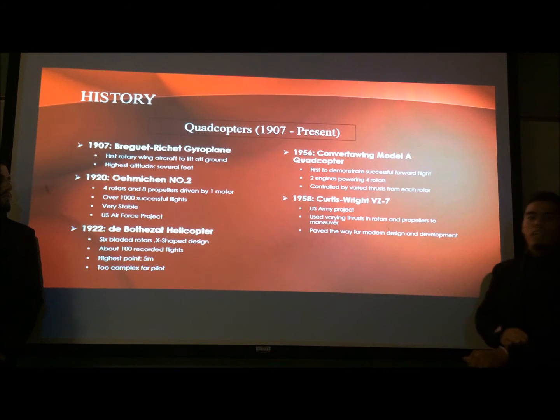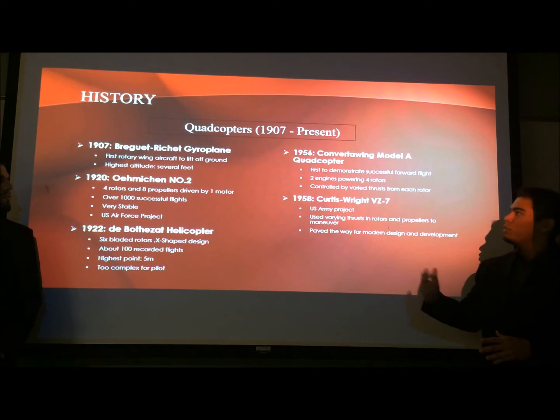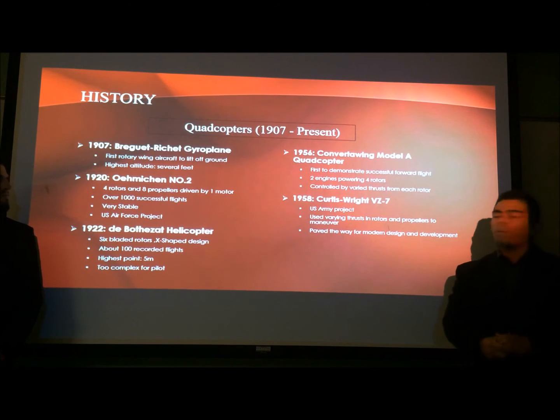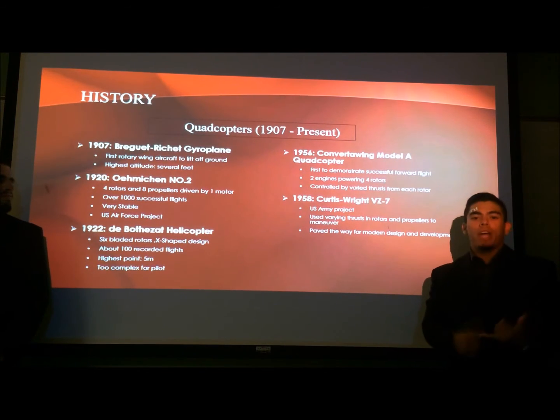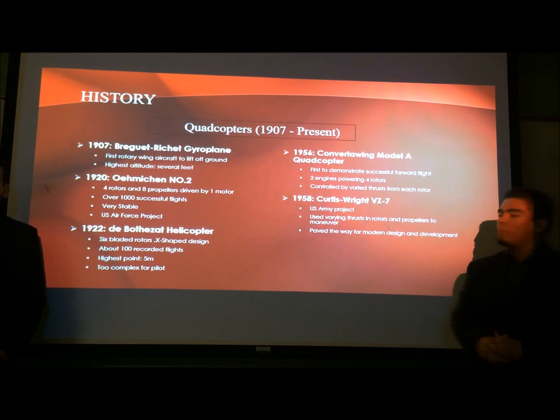And many years later, in 1956, was the Convertawings Model A quadcopter. This was the first to demonstrate successful forward flight. It had 2 engines that powered 4 rotors, and it was controlled by varied thrust from each rotor.